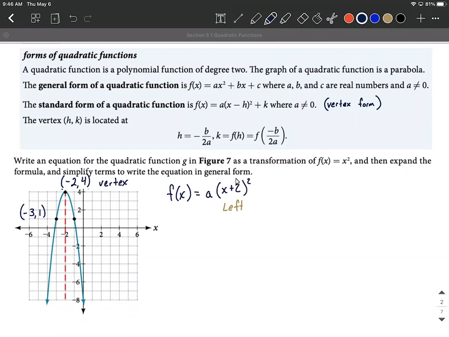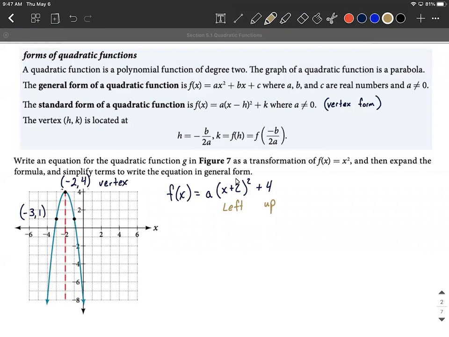The next thing that we're going to do is we've moved everything up for the vertex 4 units, so we're going to attach a +4 at the end to everything. Now, up and down transformations work exactly how we think they should as far as their sign goes. Adding 4 is going to move everything up 4. If you had subtracted 4, that would move everything down 4.